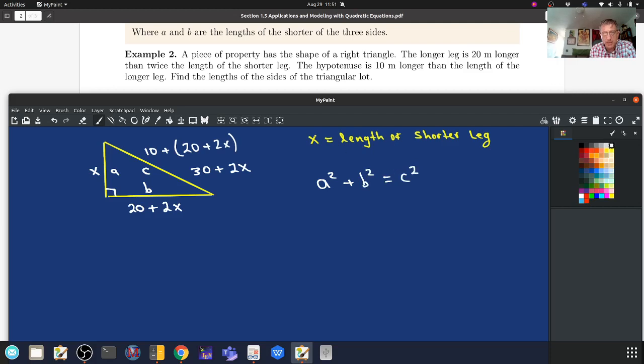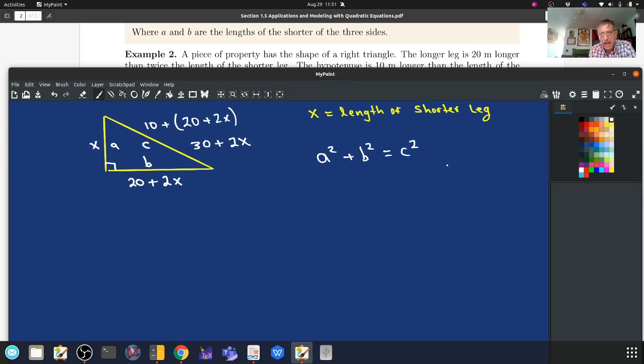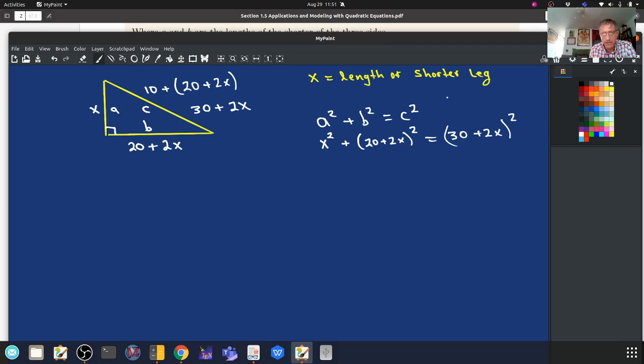So setting this up is not going to be difficult at all. It's the algebra that's going to be hard. So A is equal to x, and we're going to square it. B is equal to 20 plus 2x, and we're going to square it. And C is equal to 30 plus 2x, and we're going to square that, and we're going to solve for x. So I'm going to remind you of a formula here.